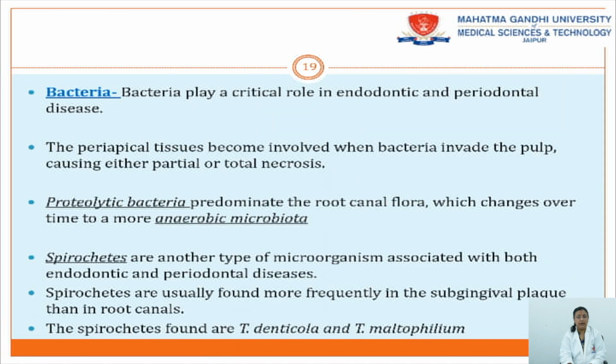Now, bacteria. Bacteria play an important role in endodontic and periodontal diseases. The bacteria most commonly involved are proteolytic bacteria, which predominate in the root canal flora, and thus they change over time to a more anaerobic microbiota. Other microorganisms associated with endodontic and periodontal diseases are spirochetes. Spirochetes are found more frequently in subgingival plaque than in root canals. The spirochetes that are found are Treponema denticola and Treponema maltophilum.